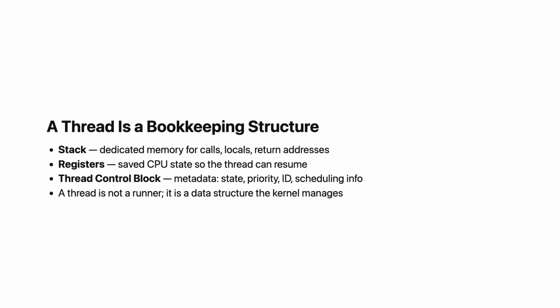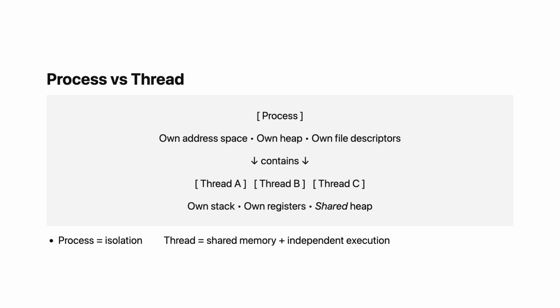Now, before we go deeper, let us clear up something that confuses a lot of people: the difference between a process and a thread. A process is a running instance of a program. When you launch an Android app, the system creates a process for it. That process gets its own virtual address space, its own file descriptors, its own copy of the heap. It is an isolated sandbox. A thread lives inside a process. Multiple threads within the same process share the same heap memory, the same file descriptors, the same code. But each thread gets its own stack and its own register state.